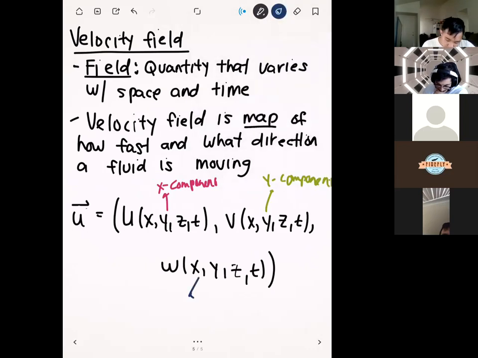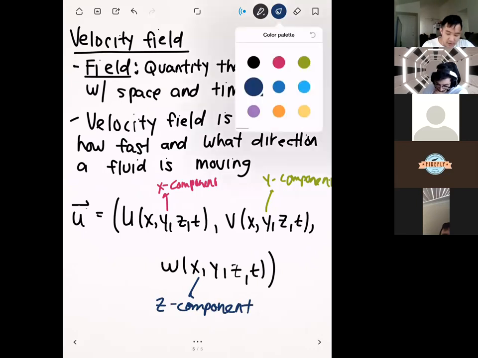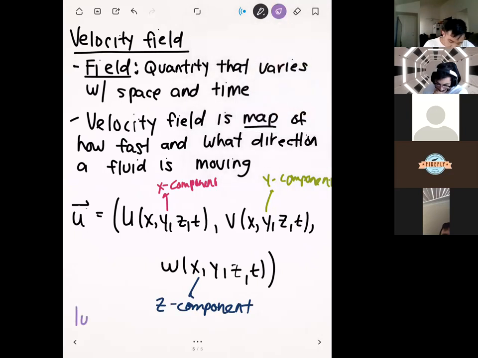And this right here is the Z component. And so because it's a vector, we can find the magnitude of the velocity. Usually we give that the symbol with the little magnitude bars around it, and it's simply the square root of each of the components squared. So we have u squared plus v squared plus w squared. And so this is the magnitude.